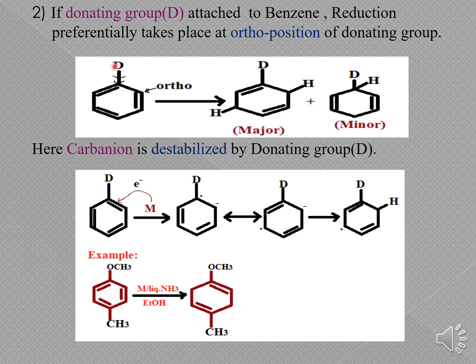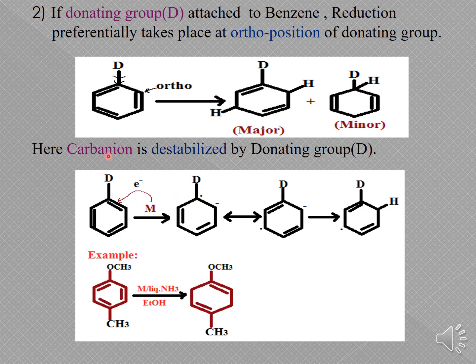Moving on, if the substituent is attached with an electron donating group, D is nothing but an electron donating group, don't get confused with deuterium. Electron donating groups such as OCH3, you can take as an example. Here the attack will take place at the ortho position. When the attack takes place at the ortho position, you will get this as your major product and this will be your minor product.